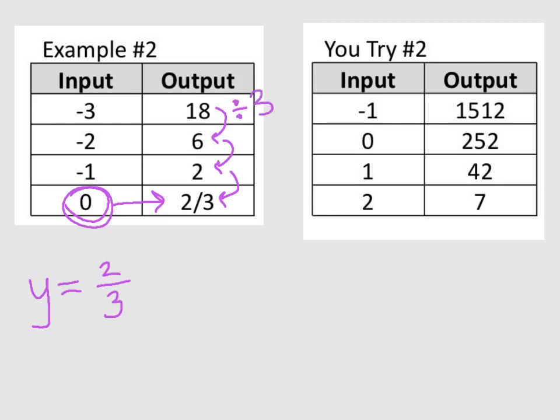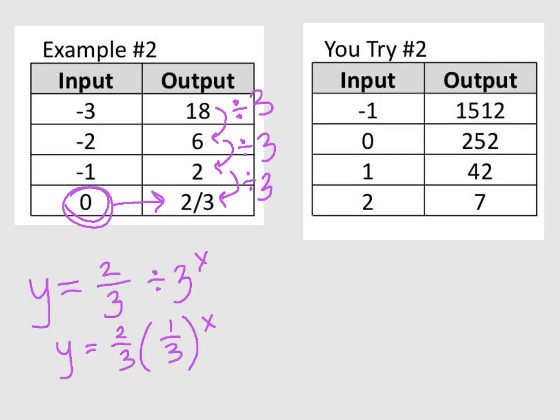18 divided by 3 makes 6. 6 divided by 3 makes 2. And 2 divided by 3 makes 2/3. So our common ratio is dividing by 3. So in our equation, we can either write divide by 3 to the power x, or we could make our common ratio into the fraction 1/3 to the power x. Either of those answers would be acceptable.